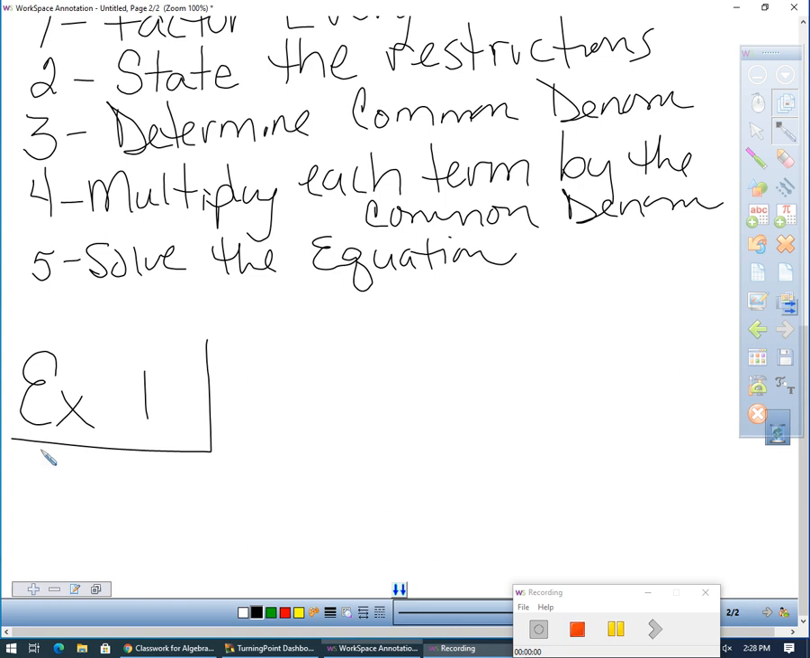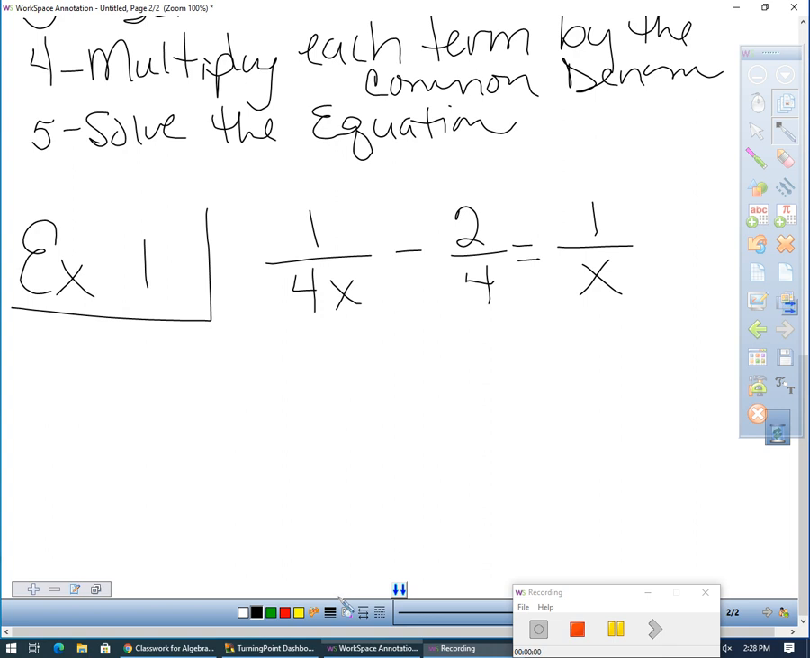If we have an equation, something like 1 over 4x minus 2 over 4 equals 1 over x. Alright, so in this one, do I have anything to factor? No? Right? I can't. There's no binomials or anything else to distribute. Okay. So now we state our restrictions. In the denominator, I have x's. So x cannot equal what? 0. Perfect. Okay?